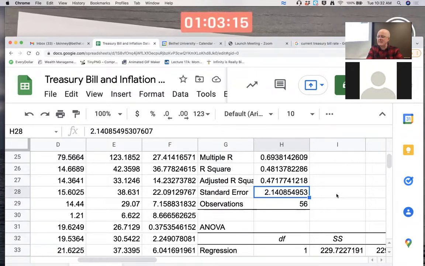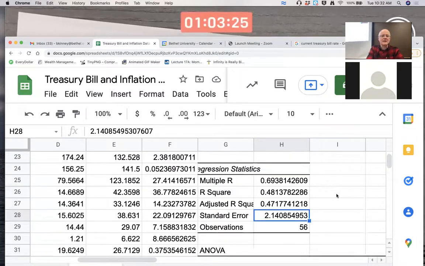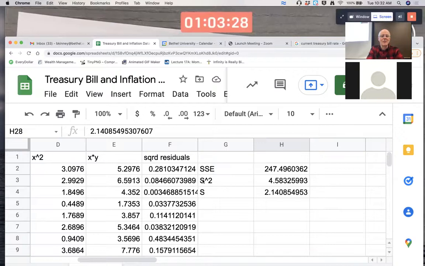So what's SEB1? I've got to compute SSXX as well. Oh, let's see. I need another column.